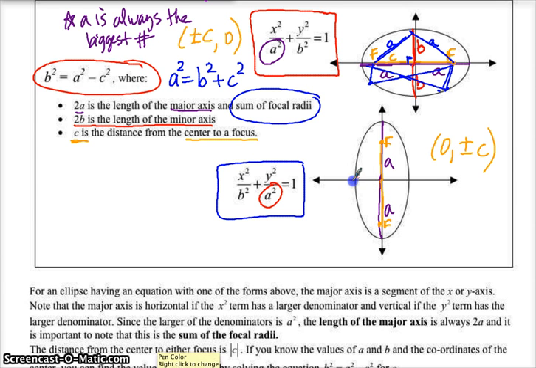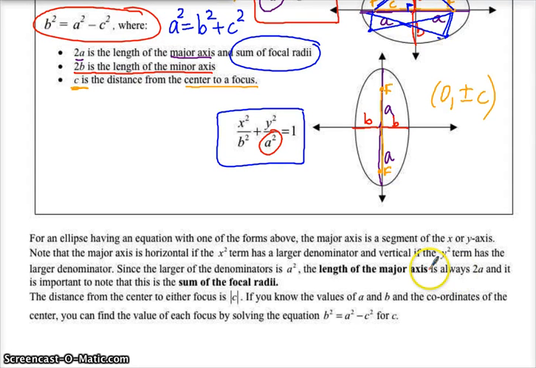Your B is still your minor axis, so the horizontal axis happens to be my minor axis, and there we have it. Our length of A, our length of B, and then our foci. Okay, so you can read the bottom part down here. It pretty much says all that stuff, I believe, and let's move on to some practice problems.